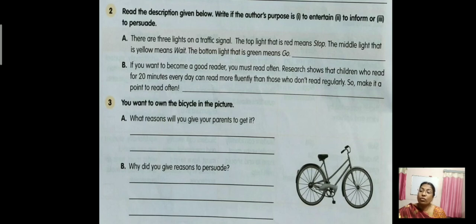Okay. Now, why did you give reasons to persuade? So why have you given those reasons? Yes, you have given those particular reasons because if you don't give those reasons, children, they won't purchase it for you. Okay, isn't it? So you can write that by giving the reasons, or it is very much important to give reasons because I won't be able to get the cycle if I don't explain to them why I need a bicycle.